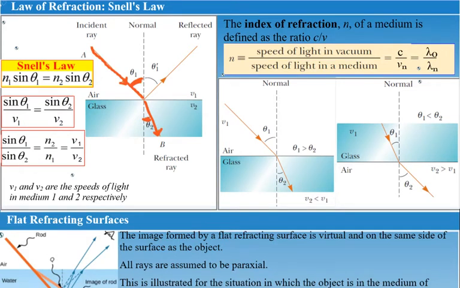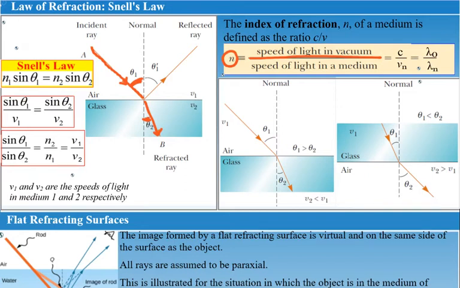The index of refraction is the relationship of the speed of the light in the vacuum over the speed of the light in a different medium. So the index of refraction has the symbol n, and it is the speed of the light in the vacuum, or air is almost the same, over the speed of the light in the different medium. This is very important to remember.